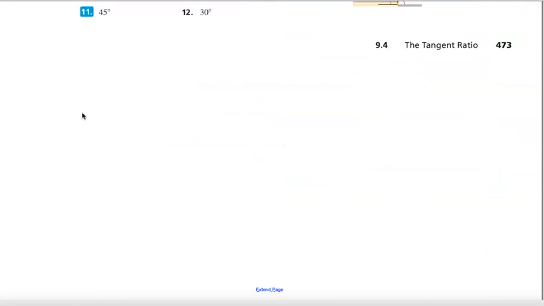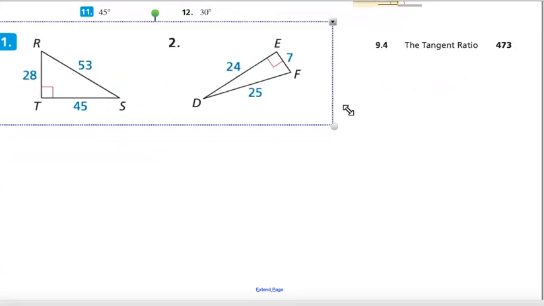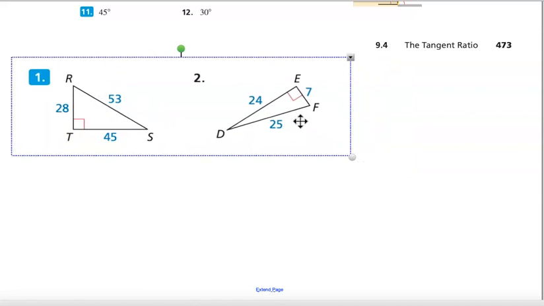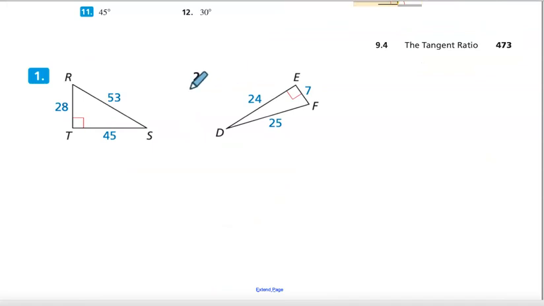Let's come down to the bottom here. Oh, that's a little big. Okay, so here's numbers 1 and 2. The directions are find the tangents of the acute angles. Angle R is acute, so the tangent of angle R is going to be the opposite side, which is 45, over the adjacent side, which is 28.